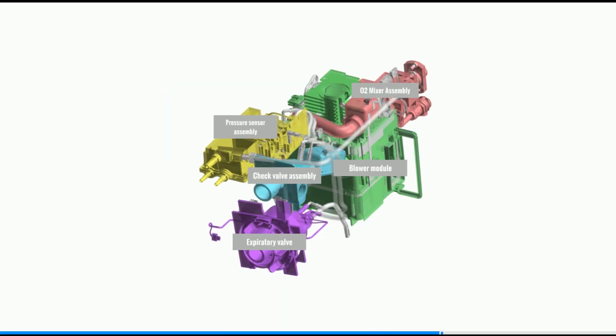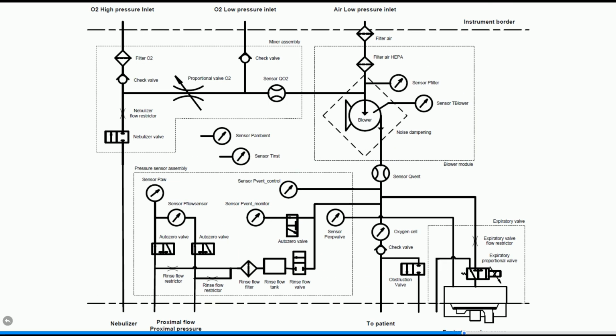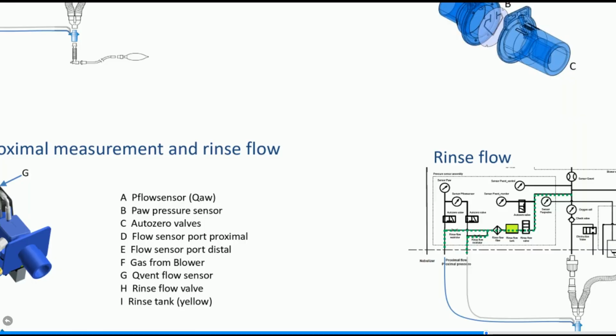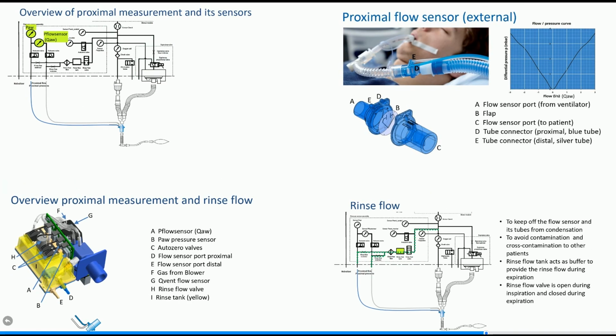The pressure sensor assembly measures various pressure levels. The pressure sensor assembly has internal tubing connections to the check valve assembly and external connections to the flow sensor located close to the patient. The pressure sensor assembly has 5 pressure sensors, 3 auto-zero valves, and the functionality to provide a rinse flow. These functions will be explained next. Let's have a close look at all the components of the pressure sensor assembly.